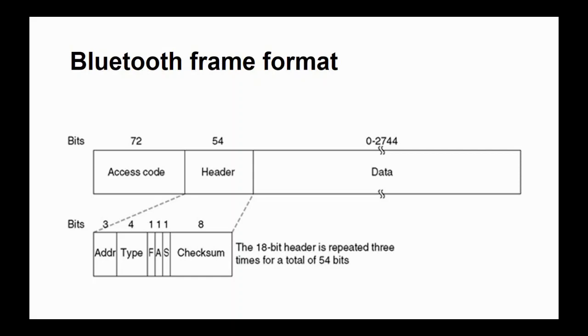In type section, it's a 4-bit type subfield. Defines the types of the data coming. F is 1-bit field, it's for flow control. A is 1-bit field, it's for acknowledgement, and S is also a 1-bit field, it's for sequence number. HEC is an 8-bit header error correction data.